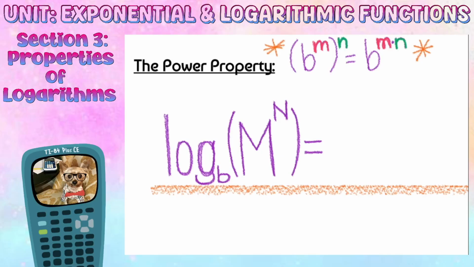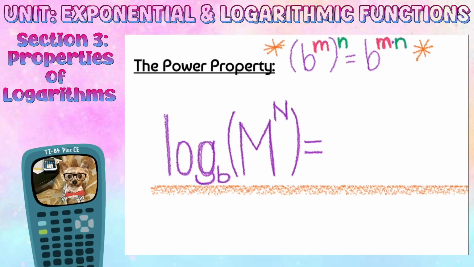Hey everybody, in this video we are on the third example of section 3, properties of logarithms, in the unit on exponential and logarithmic functions. We are going to be getting into the power property, which stems from the exponent rule that you see, b to the m raised to a quantity n. In that situation we know we should be multiplying our exponents, so it equals b to the m times n.